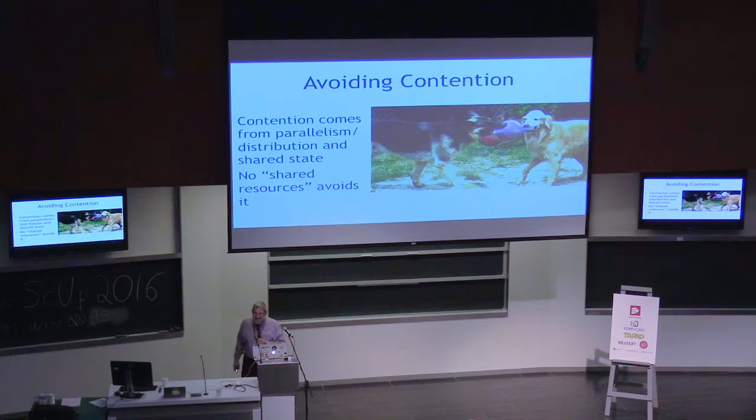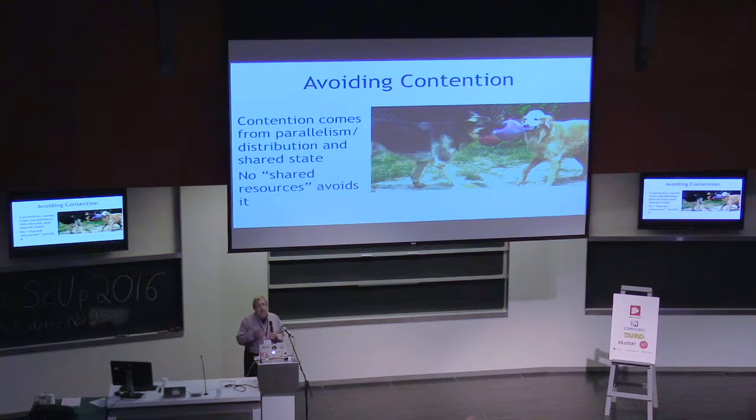So, avoiding contention. Contention comes from parallelism or distribution, distribution being a special case of parallelism where the parallel pieces are on multiple machines, where there is shared state. In other words, some piece of information needs to be common to more than one element of this distributed system. Not having shared resources of any kind reduces this. The absolutely most egregious example of this would be a shared database, for example. Then you've obviously got a single point of contention. If there are writes happening to that single point of contention, your scalability will be severely limited.